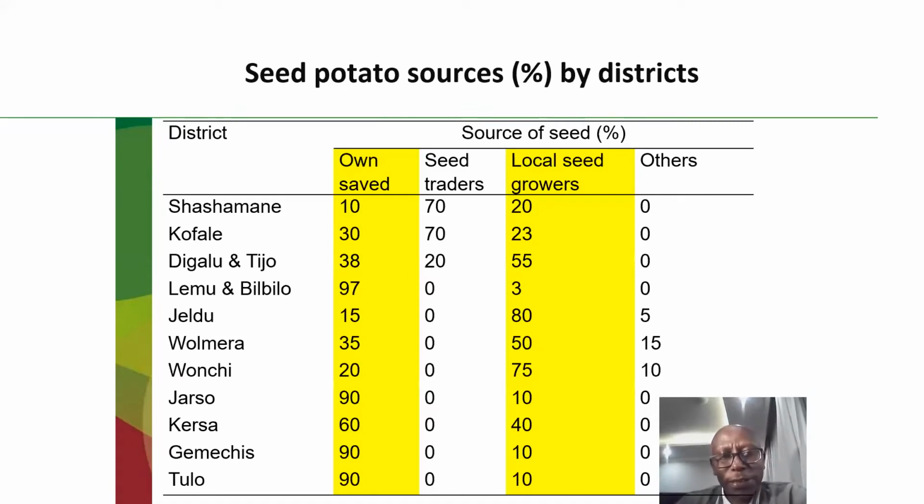Where do farmers get seed to grow ware potatoes? The two principal sources of seed that were identified during this study were on-saved seed, followed by seed from local growers located within the community. However, in 3 districts, we found that farmers get seed from local traders who also double as ware potato dealers.